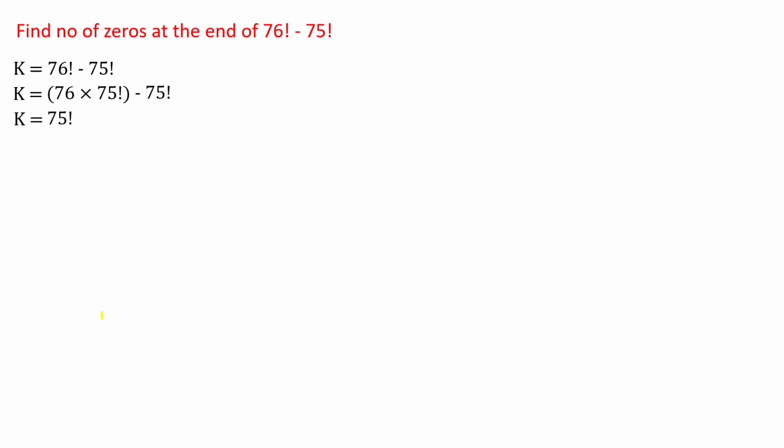After that, let's take 75 factorial common. If we take 75 factorial common, what is remaining in the bracket? 76 minus 1. So the value of k becomes 75 into 75 factorial. Okay everyone, the value of k becomes 75 factorial into 75. Now we want to find the number of zeros, so we want to find IGP of 10. To find IGP of 10, what do we need? We need IGP of 2 and IGP of 5.